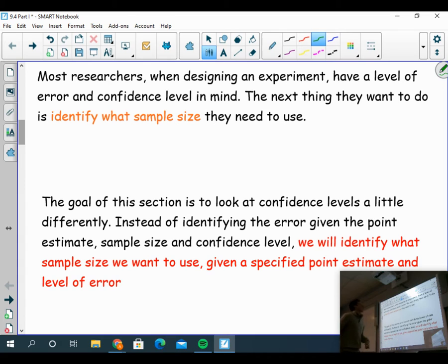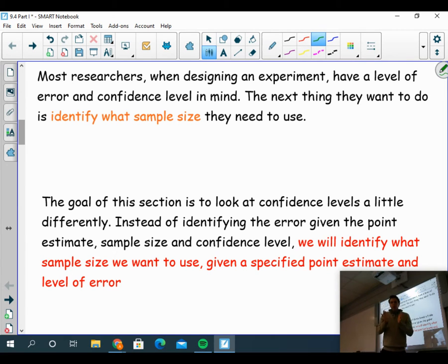The goal of this section is to look at confidence levels a little bit differently. Instead of identifying the error, given the point estimate, that being the sample mean or the sample proportion, sample size and level of confidence, and make sure you write down what's in red, we will identify what sample size we want to use given a specified point estimate and level of error. So here's kind of the idea. If you're rolling stuff around in your brain, here's the picture, okay?